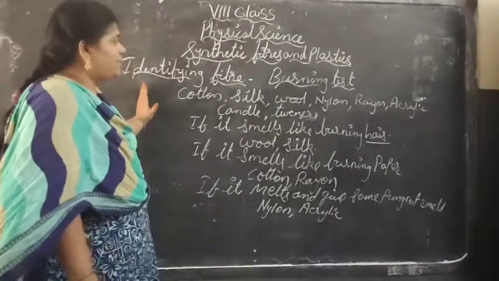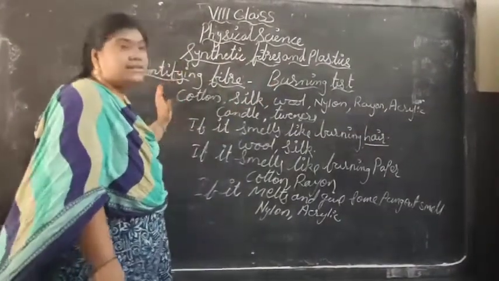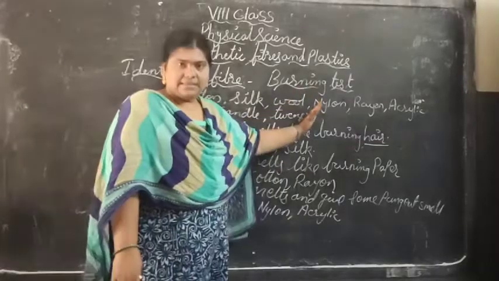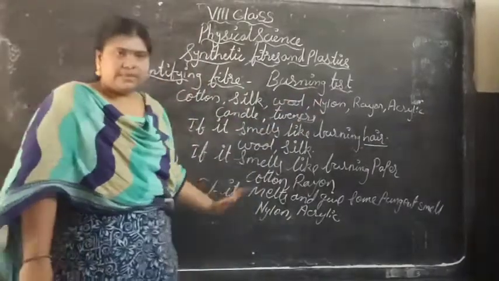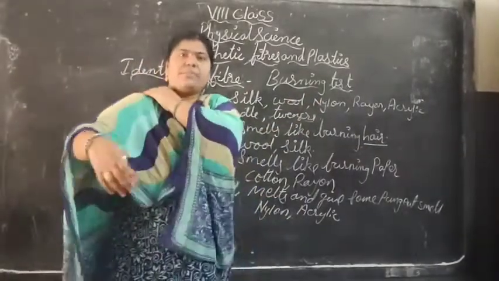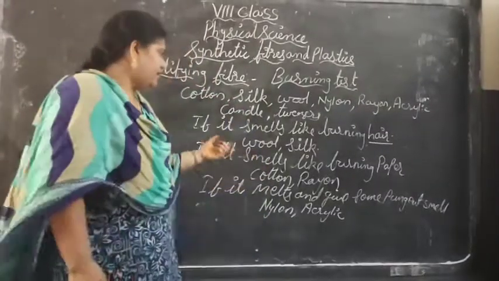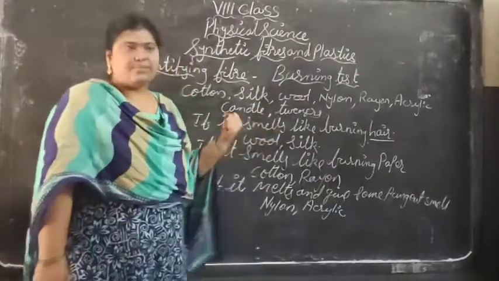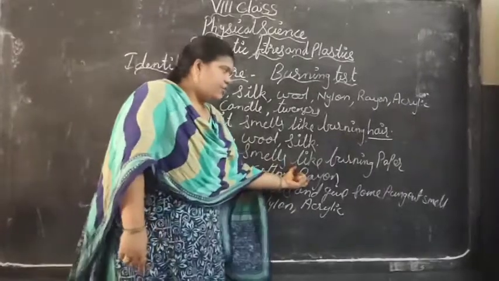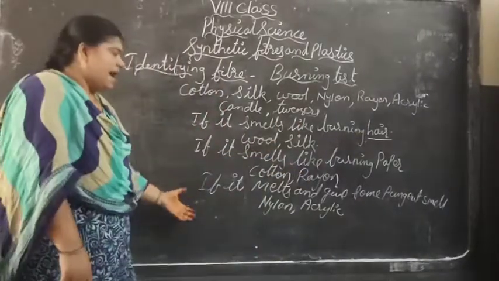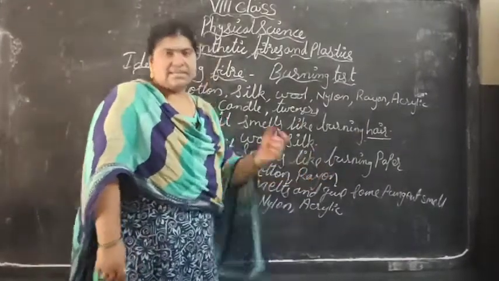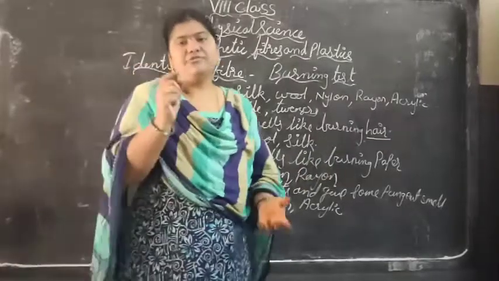In the burning test to identify fibers, we take three natural fibers and three synthetic fibers, and we burn them and check which type of smell comes from them. Wool and silk smell like burning hair. Cotton and rayon smell like burning paper. Nylon and acrylic just melt into liquid form.